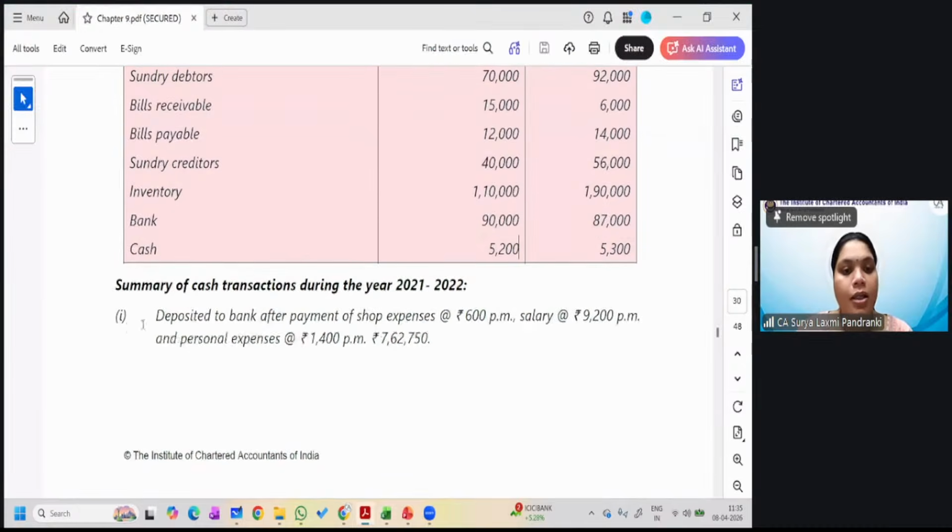Okay. Yes. Now, what is the first transaction that we have here? Can you see the first transaction? Yes. So what we will have to do with this? They told a shop expense of 600 per month is paid, which means what will I have to do with this?